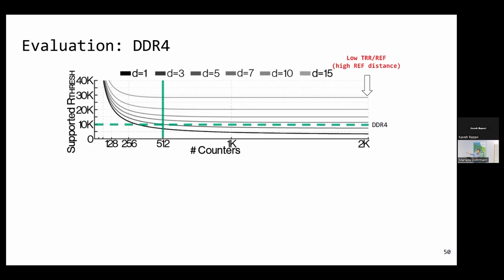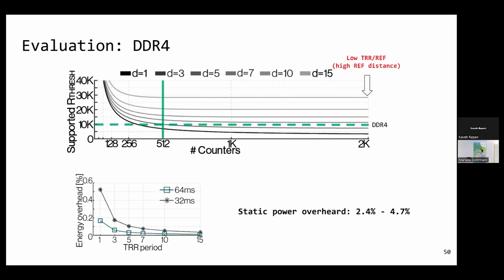This would tell you that, to be secure, you need to have 512 counters. If you had fewer, you could bypass the mitigation. There would be an attack possible that would bypass the mitigation because you don't have enough counters. So this is great, because we reverse engineered how many counters vendors have implemented in their mitigations, and it was always smaller than this minimum number of counters that we could calculate with this attack.